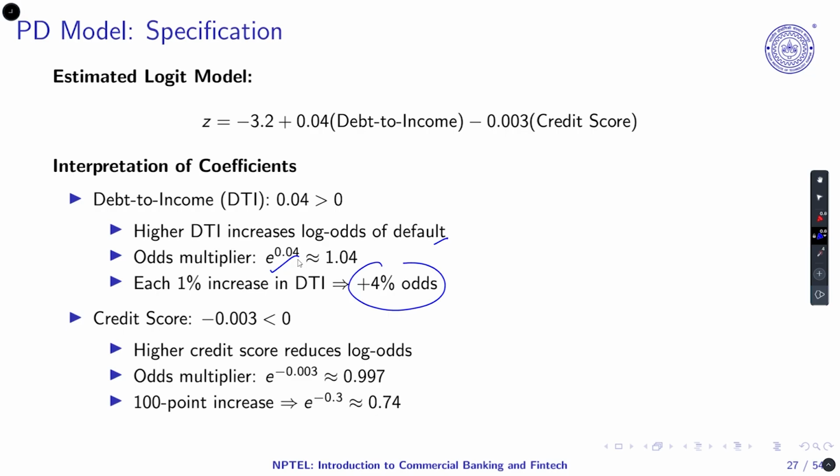Now if you think about the credit score, it is minus 0.03, so how much does it come out to be? It is 9.97. So for a 100 point increase, how much does it lead to? It comes out to be 0.74 that we are finding, and this is what we call how it reduces the log odds. So it reduces the log odds by 0.74, and this is what it implies here.